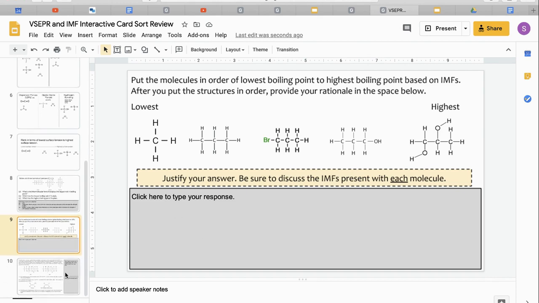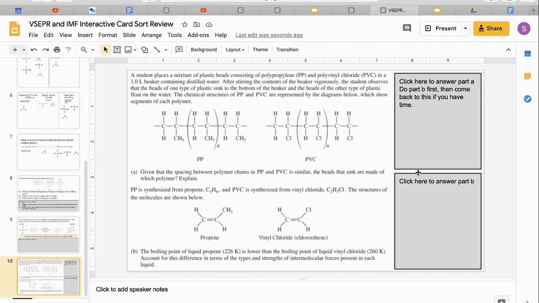And then finally, this last question, this first one is kind of weird. It basically is looking at the density of PVC versus polypropylene. And since the density of PVC is higher than the density of polypropylene, you would say that the beads that sink are the PVC, versus the polypropylene, which actually floats on the top. So the clue is that the spacing is the same in each polymer chain.